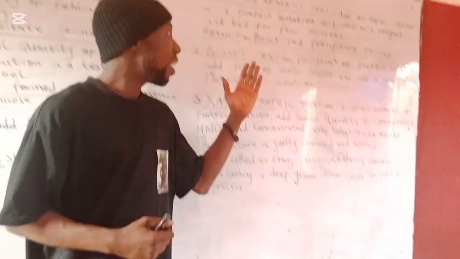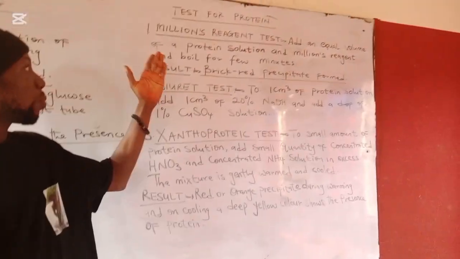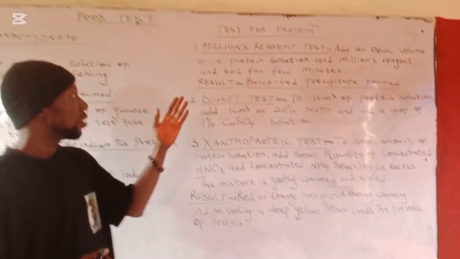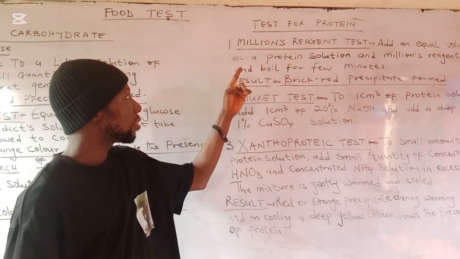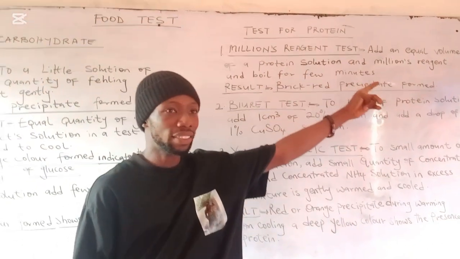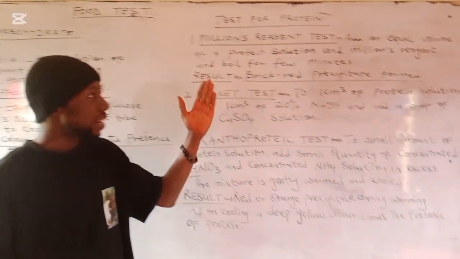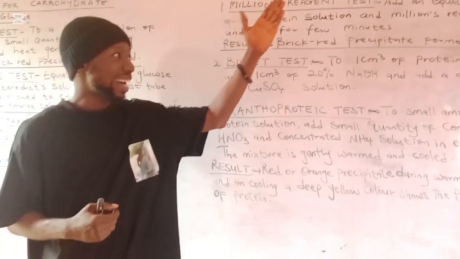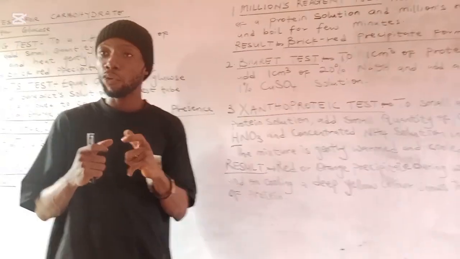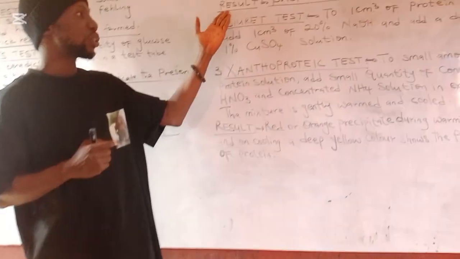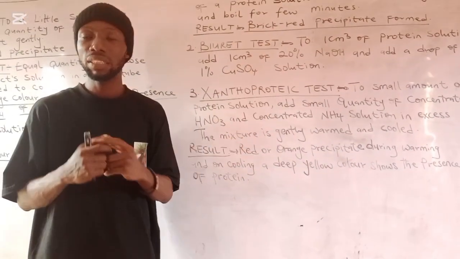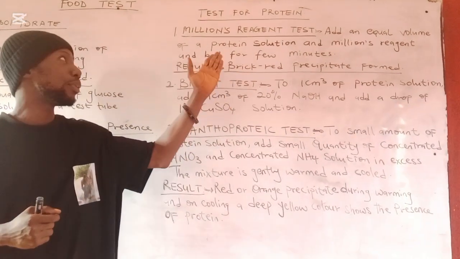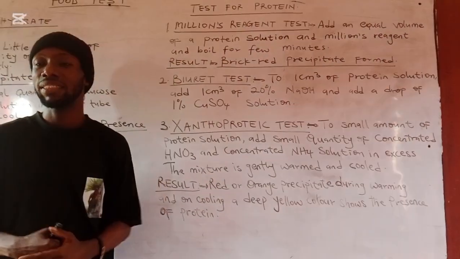Then here we have tests for proteins. For proteins, we have three tests here on the whiteboard. The first is the Millon's reagent test. In the Millon's reagent test, we add equal volumes of protein solution and Millon's reagent and boil for a few minutes. The result is a brick red precipitate, and that indicates the presence of protein using the Millon's reagent test.